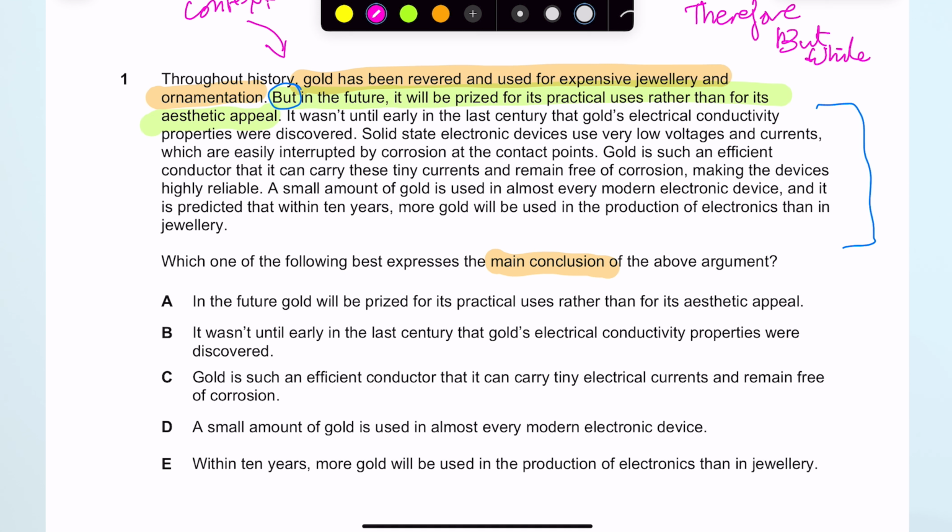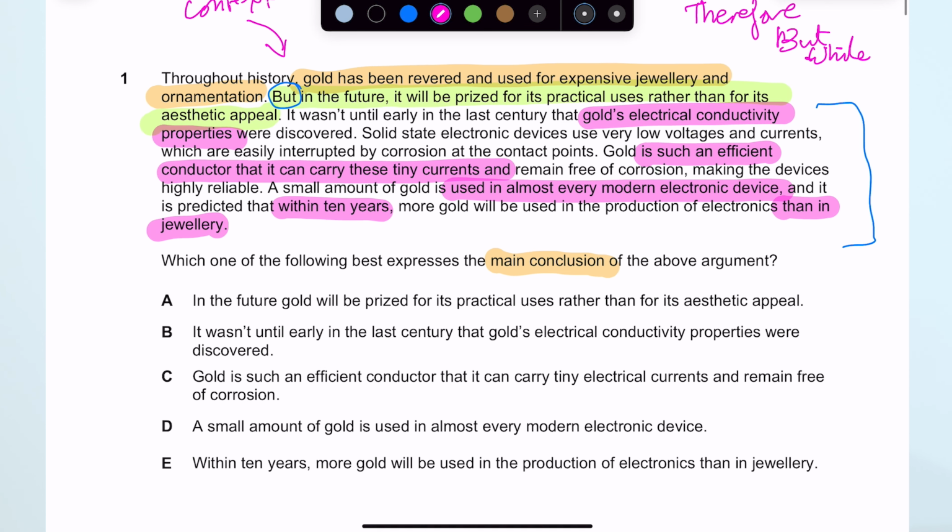Do a quick skim through, just reading briefly, and I'll just summarize as I read. We found new properties of gold, in particular its electrical conductivity. Therefore, it's useful for this in particular because of certain features. As such, we should use this in devices because it's going to be highly reliable. So we'd expect it to be used in every modern electronic device in the future within 10 years, more than in jewelry. So yeah, pretty much exactly as we expected. A context sentence, the conclusion, and then proof of it.